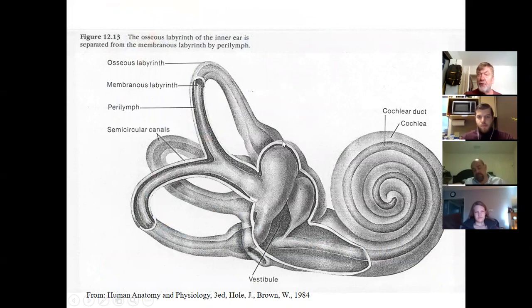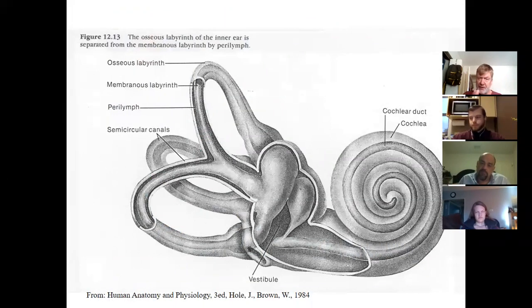Bony labyrinth. Now remember, all the white is solid bone, okay? And the bony labyrinth is just tunnels dug in the bone. A labyrinth, literally like a cave, dug in. So think of this whole system not so much as a presence, but as an absence.